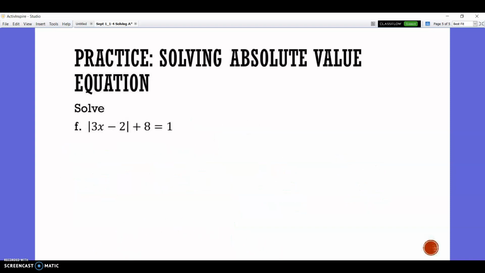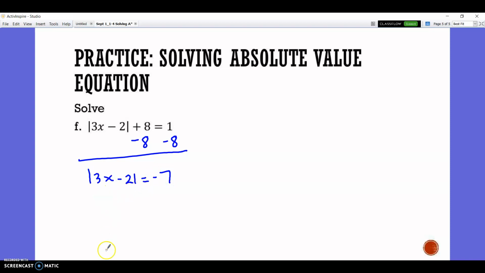Okay, last one. Here, absolute value of 3x minus 2 plus 8 is equal to 1. So I need to figure out what number this has to be in order for this statement to be true. I'm going to go ahead and move this 8 first. Subtract 8. The absolute value of 3x minus 2 equals negative 7.